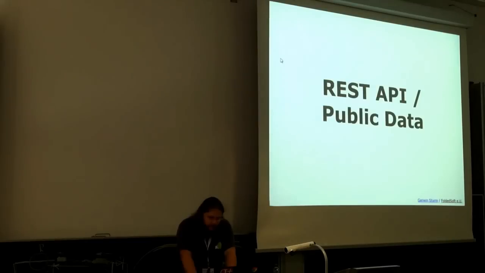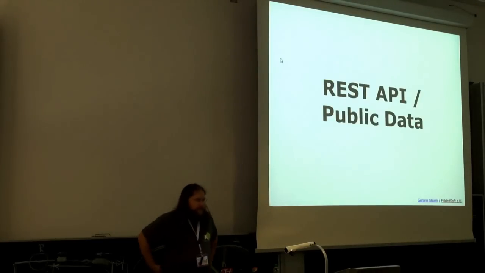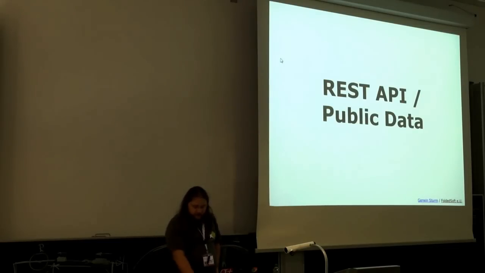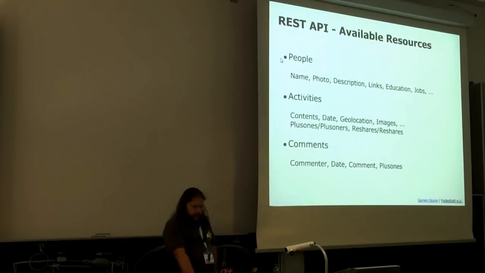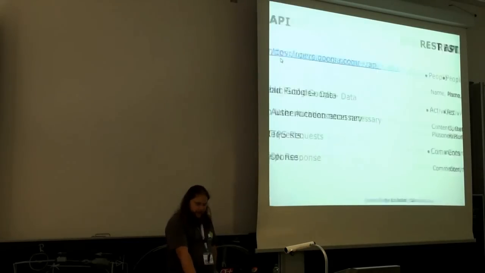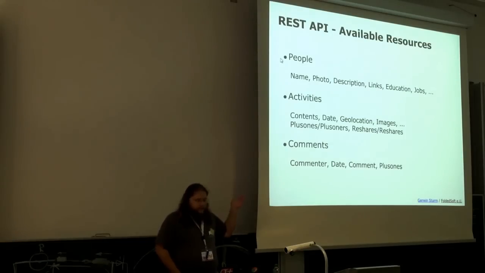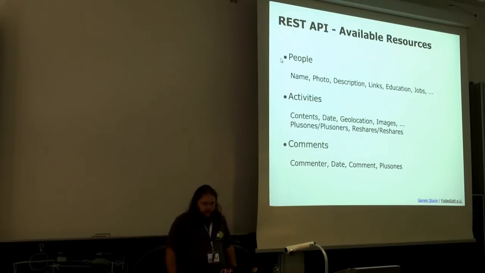So what I'm gonna start with is the REST API, which allows you to read public data. So you have various resources which you can access. So you have access to people or pages, you have access to activities with all images attached, geolocation, and you have access to comments in the posts.